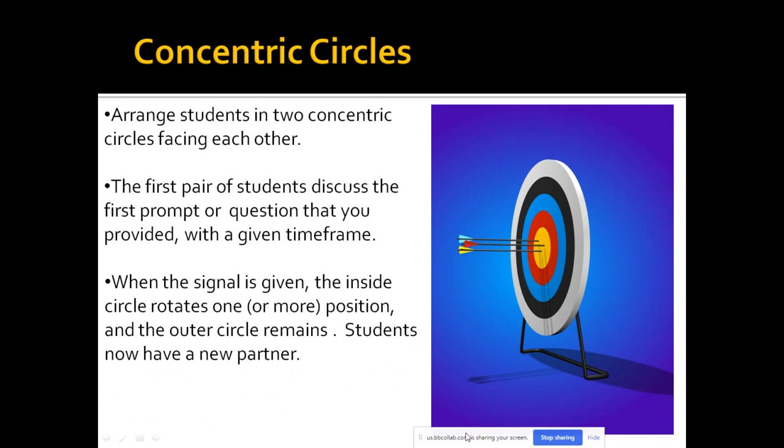You can use the same topic if you want to, or you can change topics. So it's really up to how you want to do this. That way students can get different points of view. Maybe you change the question or the scenario slightly, but it gives them a chance to talk about what's going on in the class.